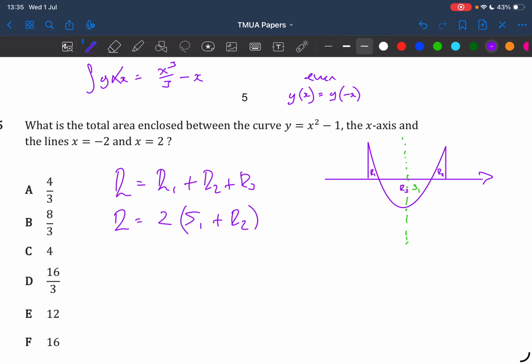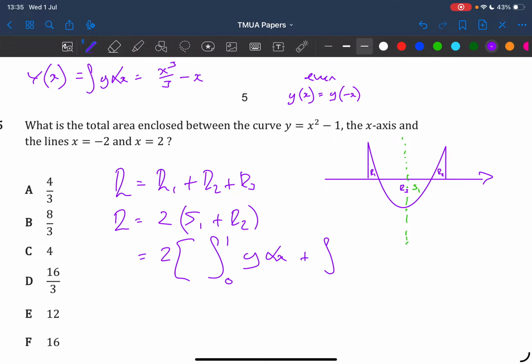So let's call this big Y, so I can just write it a bit easier. Big Y of x. So the first one, S1, we need to take the limit from 0 to 1. So this is 2 lots of the big bracket of the integral from 0 to 1 of y, plus the integral from 1 to 2 of y.